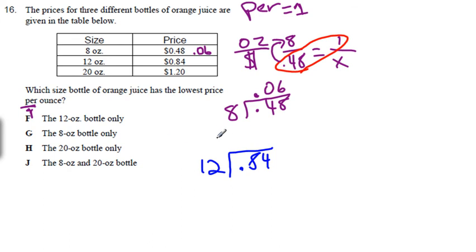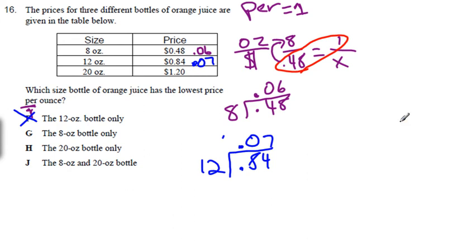So 12 into 84, if I just count by 12s, I get 12, 24, 36, 48. Hopefully you're counting on your fingers too. 60 makes 5, 72 makes 6, and 84 is 7. So 12 goes into 84 7 times. So this price here is 0.07. Okay. So this is not the cheapest price because this is already cheaper, so 12 ounce, that's not it. So now we're caught between 8 and 20. Let's figure out what this 20 ounce would cost.